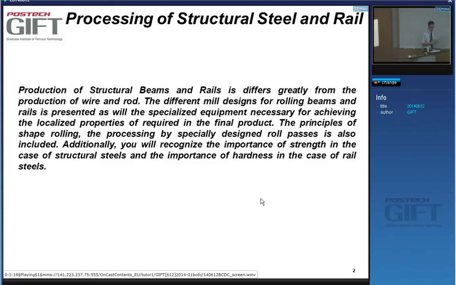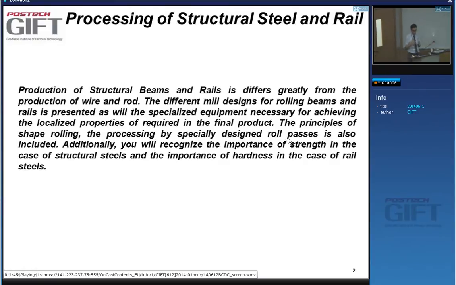Here, in contrast to what happens to bar and wire products, the producer of rail and structural beams makes the end product that is ready for use in application, such as a railroad track.